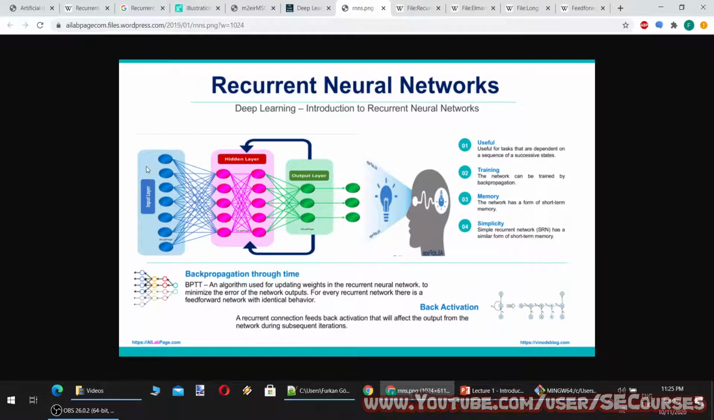Okay. So input layer, hidden layer, output layer. As you can see, the output layer changes the input layer. So there is backpropagation through time, an algorithm used for updating weights in the recurrent neural network to minimize the error of the network outputs. For every recurrent network, there is a feed-forward network with the identical behavior.